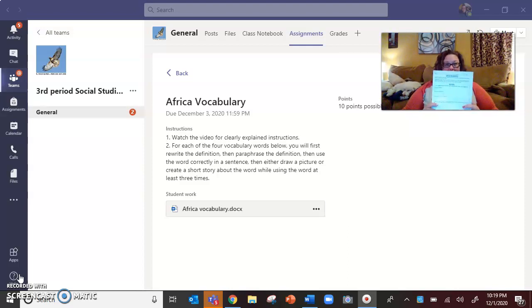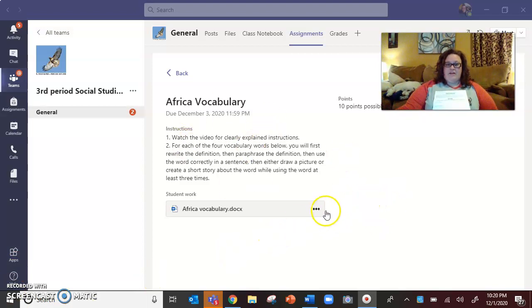Hopefully, you have your color-coded packet. Like I told you on Monday and Tuesday, each different color is a different assignment, different activity. So what we are doing today, our very first one, is the Africa vocabulary. These are the white papers in your packet. If you do not have a packet, you can either come into the school and get one. I made plenty of extras, or you can just do it on the computer right here.